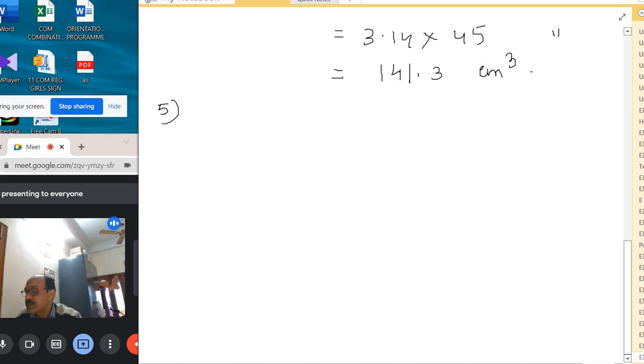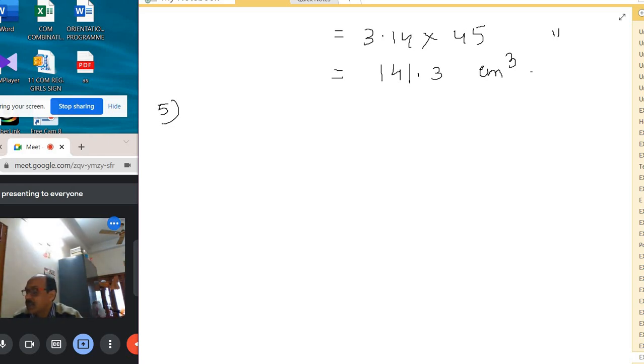Question number 5 is, if it costs rupees 2200 in total to paint the inner curved surface of a cylindrical vessel 10 meter deep, meaning height, and the cost of painting is at the rate of rupees 20 per meter square, find the inner curved surface area of the vessel, the radius of the base, and the capacity of the vessel.